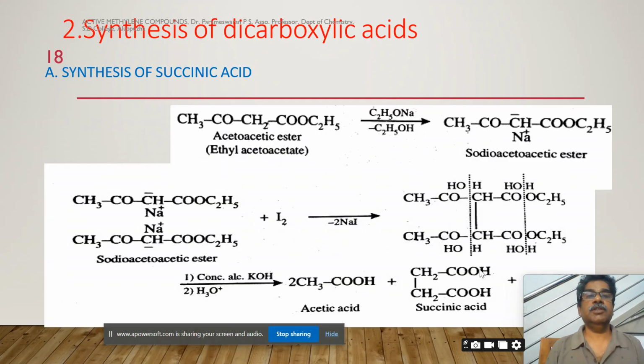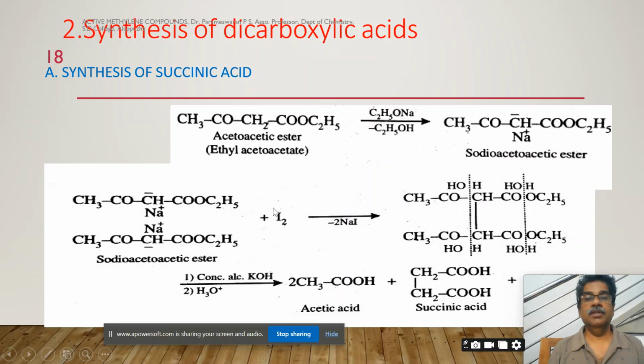The next one is very important: synthesis of dicarboxylic acid. And here the first step is almost the same. Acetoacetic ester is treated with sodium ethoxide, and it is converted into sodium acetoacetic ester, and this is then treated with iodine. Two moles of sodium acetoacetic ester are treated with iodine. So Na and I2 form NaI, and here these active carbon atoms are connected together in this reaction.